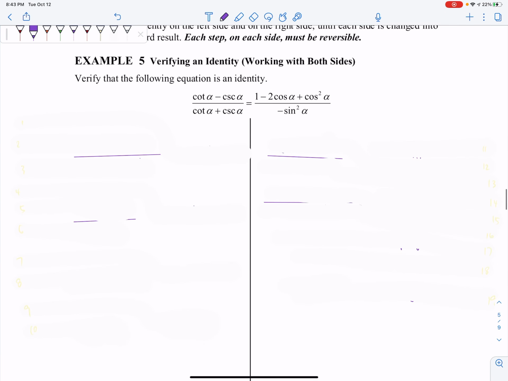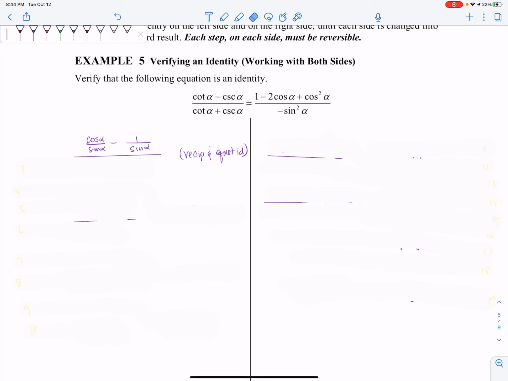All right, now I couldn't really tell which side was more complicated than the other side. And so for this one, I just decided to go ahead and start on the left. And there's multiple things that I could have done. I could have used conjugates, and I could have started on the right and used factoring. But what I decided to do was change the left side into all sines and cosines. All right, so I used the reciprocal and the quotient identities.